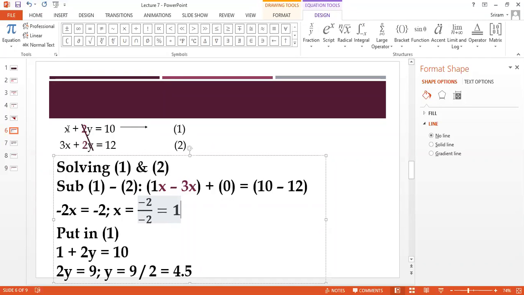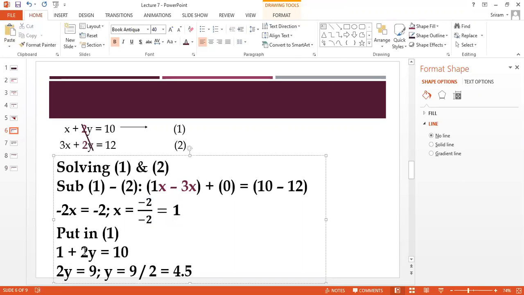Next, we are going to take the value of 1 and put it in equation 1. You can put it in any one equation, dear, no problem. So I am going to put it in equation 1. In place of x, I am going to take 1. So this is 1 plus 2y is equal to 10. I am going to take this 1 to the opposite side.